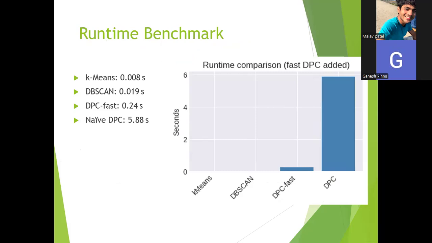Now I will explain the runtime benchmark. Here's the comparison of runtimes for all four methods. The first one, k-means, is the fastest. It takes 0.008 seconds. The second one is DBSCAN. It is also fast, but it takes 0.019 seconds. The third one, DPCfast, takes just 0.24 seconds, but naive DPC takes 5.88 seconds. So while k-means is faster, DPCfast gives better clusters, especially when shape and density vary. This makes DPCfast a great balance between speed and accuracy.